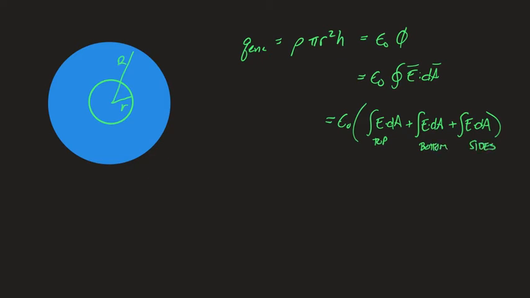And for the same reasons as before, the top and the bottom are both going to be 0 because there's no flux at the top and the bottom. They're still just perpendicular to the whole system. They're perpendicular to the direction of the electric field. None of that has changed. And so we're still going to get just epsilon naught times E dot dA for the side of our cylinder.